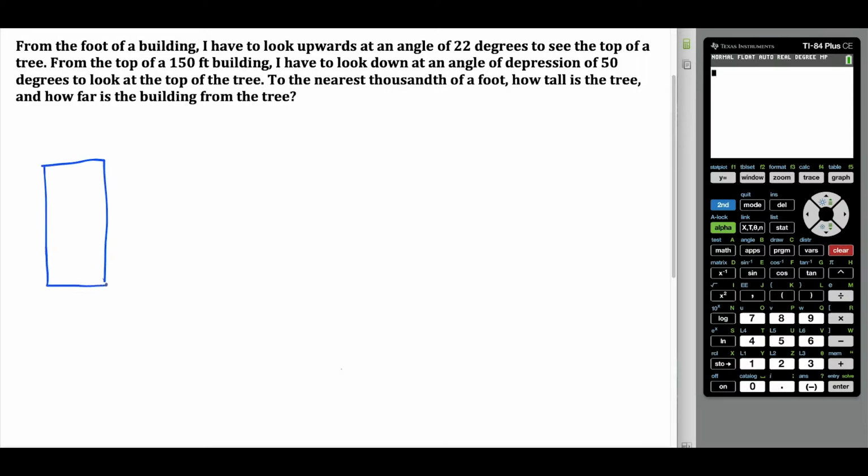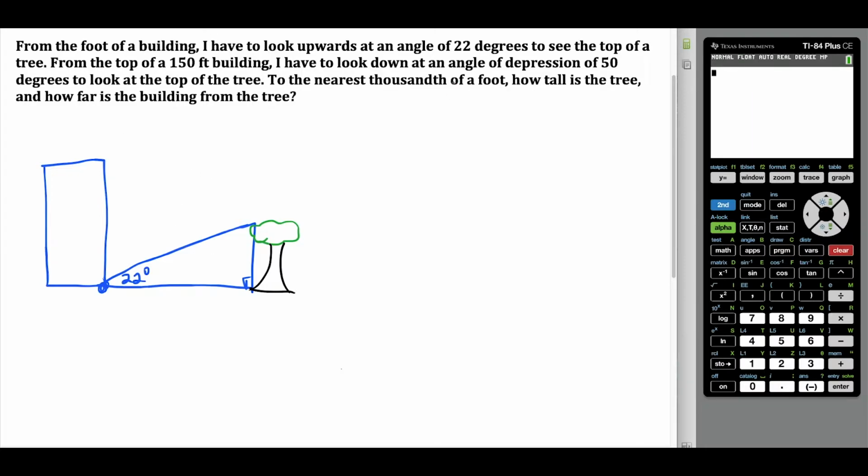What we're told is that if we look upwards from the base of the building, so we're at the foot of the building here, and we look upwards at 22 degrees, that's going to help us see the top of some tree. So here's our 22-degree angle coming from the bottom here. This angle of elevation is 22 degrees, and it's going to help us see the top of some tree. So we'll just draw some tree. So there's the tree over here. This is just modeling the scenario of the word problem. So that's for the first part of the question.